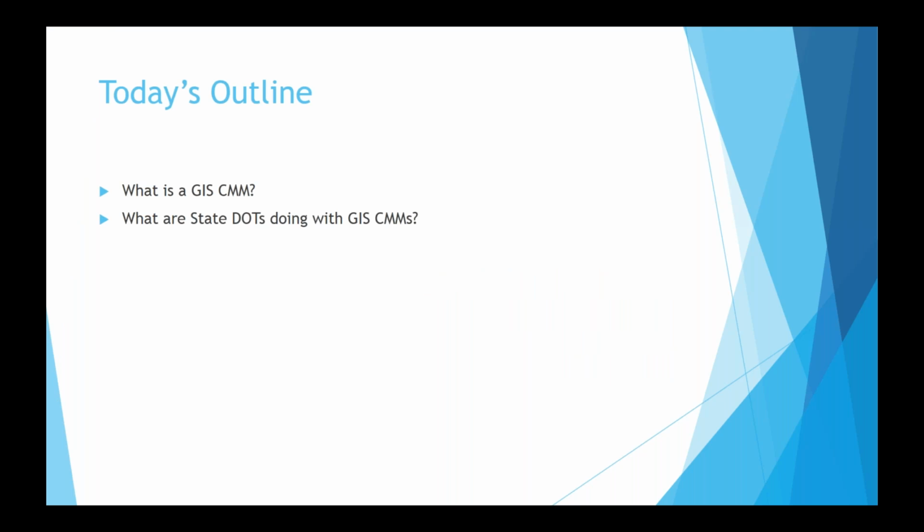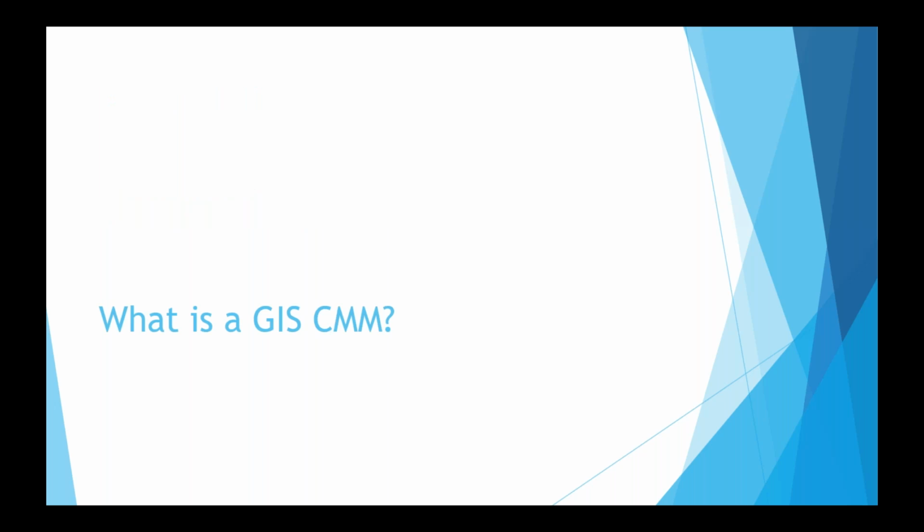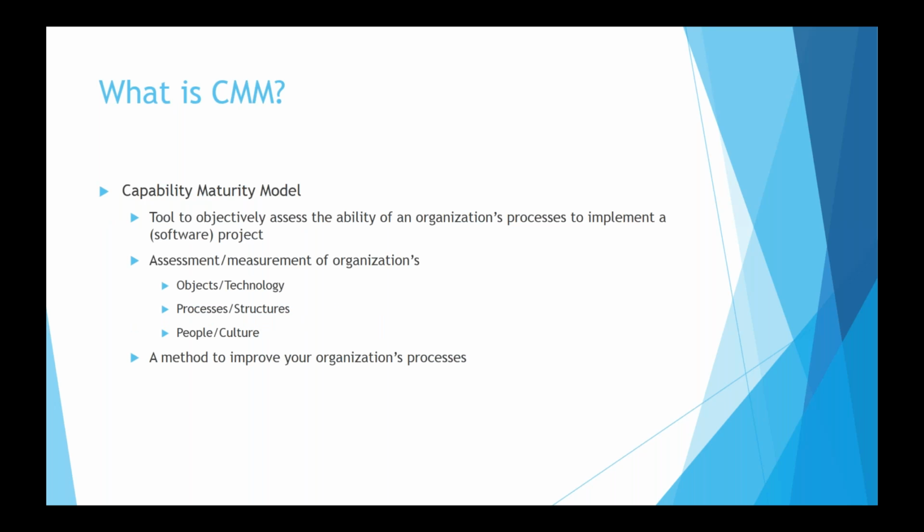So I'll just quickly go over what a GIS CMM is, and then I'll cover essentially what state DOTs are doing with these. So what is a GIS CMM? Before we can get to that, let's explain what a CMM is. CMM stands for Capability Maturity Model. I define it as a tool to objectively assess the ability of an organization's processes to implement a project.